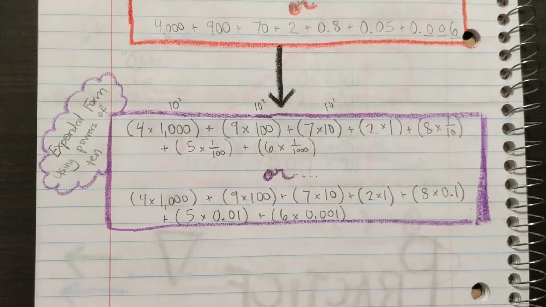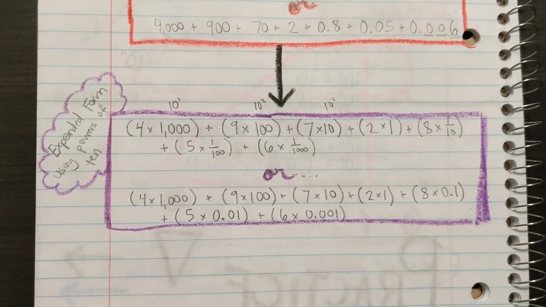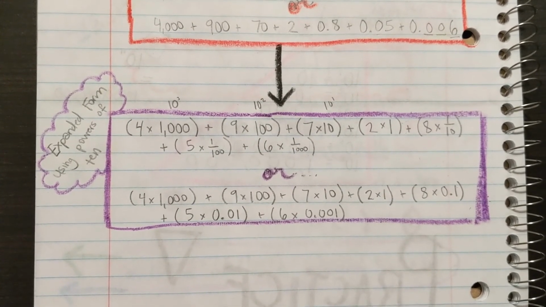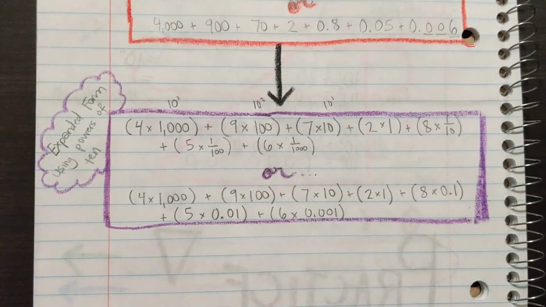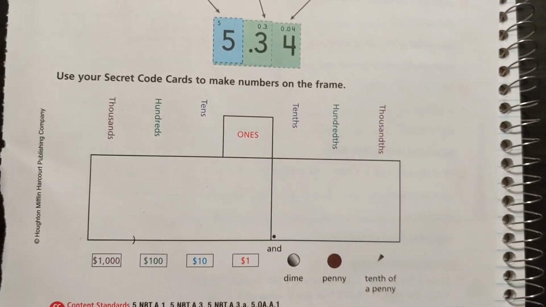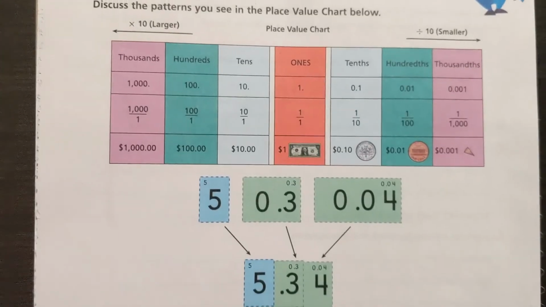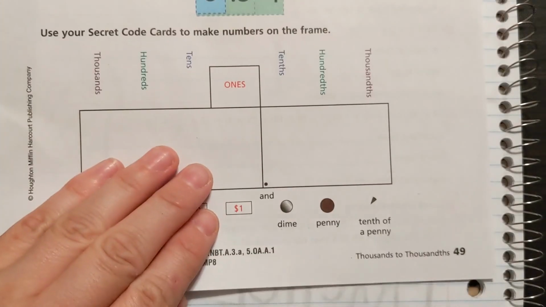All right, that is it for the journal portion of this lesson, but we still need to do our practice and a little bit of homework help. So you need to go find your Math Expressions, Volume 1, and you need to rip out page number 49. Find page number 49, it looks like this, and rip it out and join me in the next video.